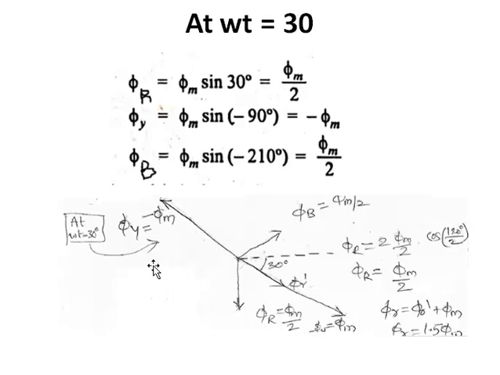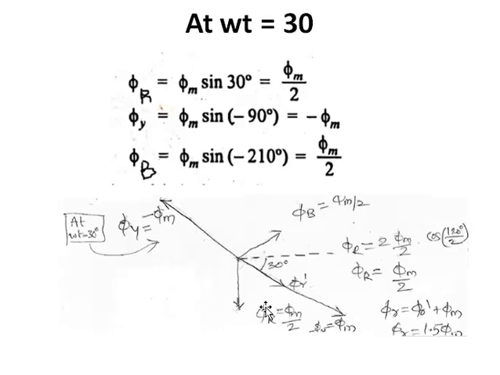minus phi y. So the vector sum of phi r plus phi y plus phi b. How we are going to do this is, first we take the vector sum of these two. And what is the vector sum of those two? That would be calculated as phi r dash. It is not given in the diagram here. What we get is phi r dash. So how to calculate that? Same formula you can use.